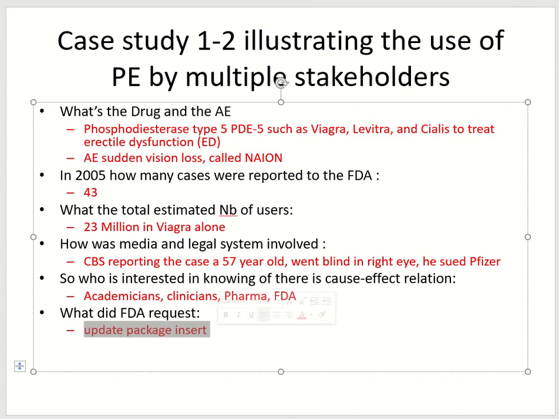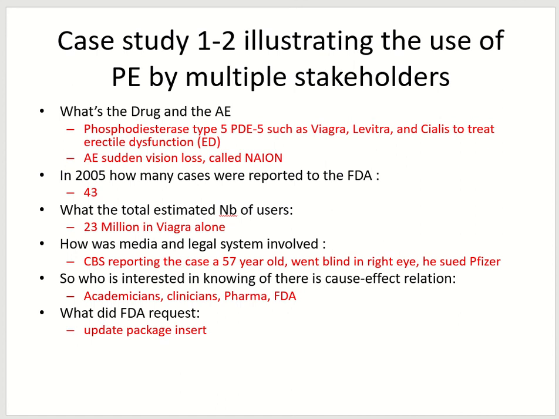So who is interested in a study like this? Who would be interested in this finding? Well, we talked about the media and we talked about the legal system, but also academicians would be interested, clinicians would be interested, pharmaceutical companies would be interested, and FDA would be interested. So, as you can see, a lot of interest in pharmacoepidemiological study.